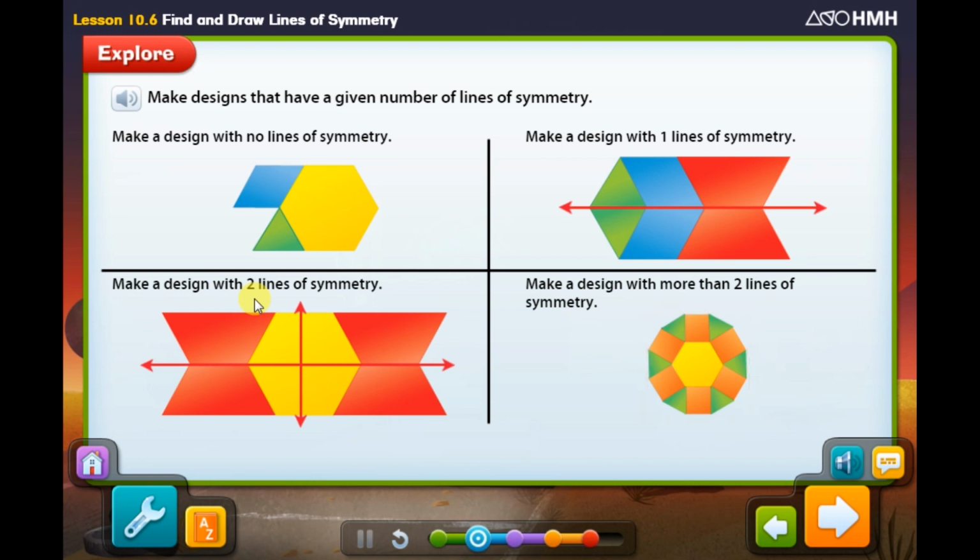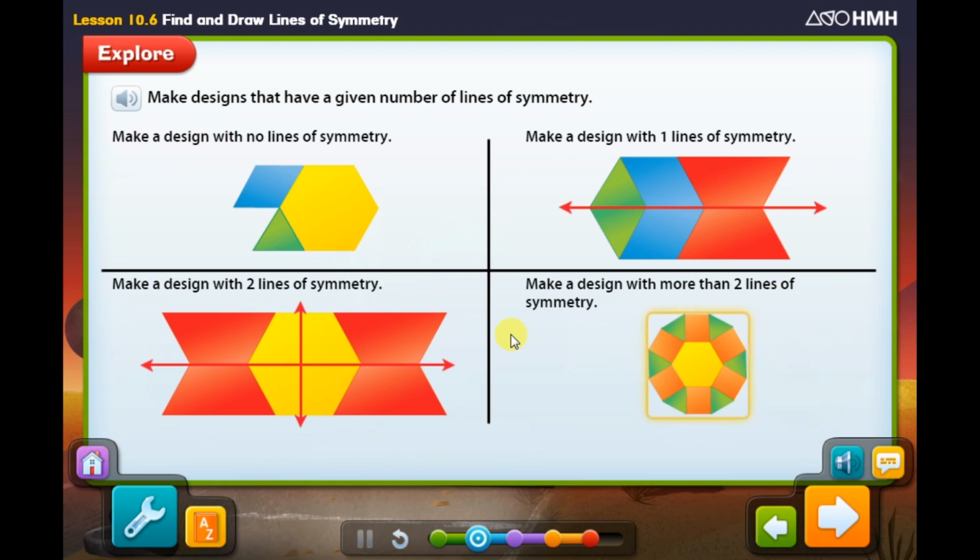Let's recap. If you want to make 1 line of symmetry, you need 2 similar shapes, or 2 matching parts. If you need to make 2 lines of symmetry, you need 2 and 2, meaning 4 in all, 4 similar parts or matching shapes. And of course, the regular polygon in the middle has many lines of symmetry. Make a design with more than 2 lines of symmetry. You can put any number of regular polygons.